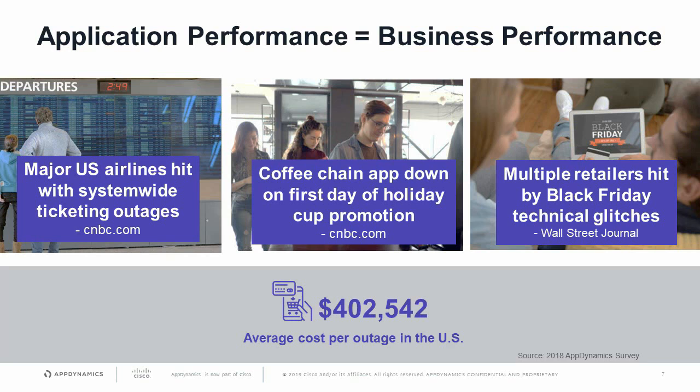I want to show some data which is very relevant to this problem, where your application performance equals your business performance, where downtime or average outage cost in the US is $400,000 for every outage. We had some major US airlines which had ticketing outages. We have some coffee chain apps which had issues with the app on the first day of the promotion. And even during Black Friday, we've had technical glitches. All of these cost the business. This is the scenario that we are trying to avoid.